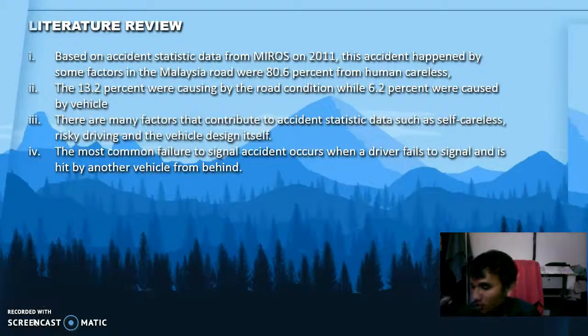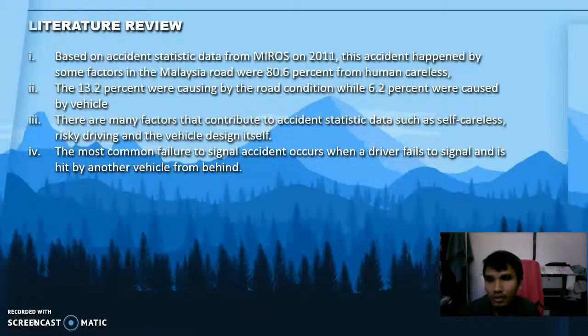Hello and Assalamualaikum. I'm Akram. I will present about the literature review for this project. First, based on accident statistic data from MIROS, which stands for Malaysian Institute of Road Safety Research, in 2011, the accident factors on Malaysian roads were 80.6% from human carelessness. Human carelessness consists of drivers in drunk condition, drivers in sleepy condition, or unfocused drivers.